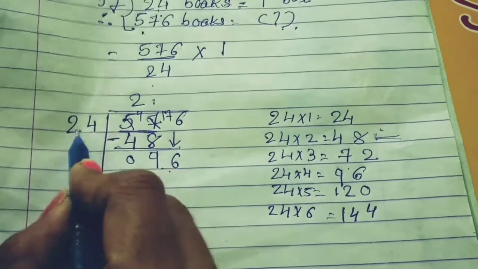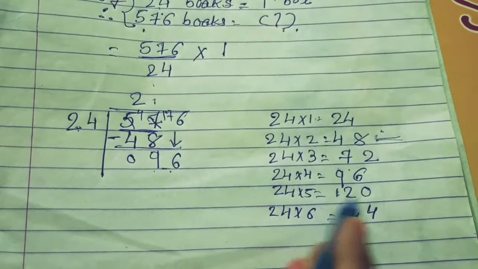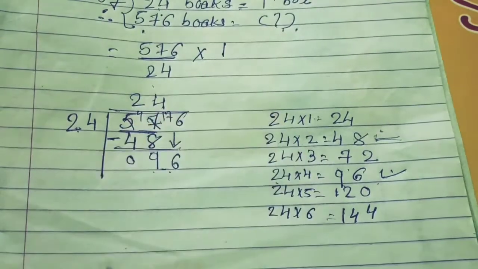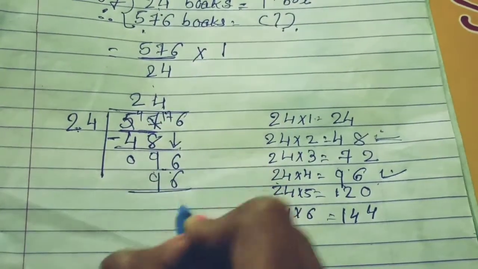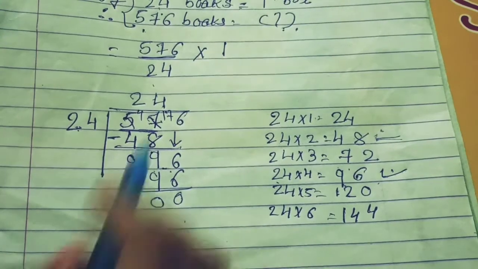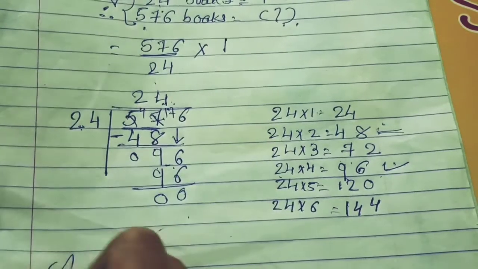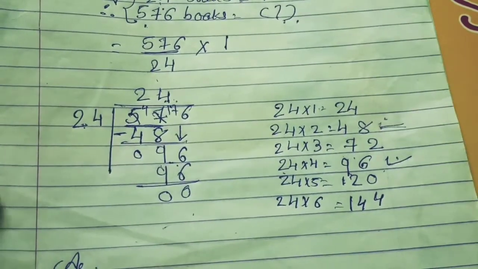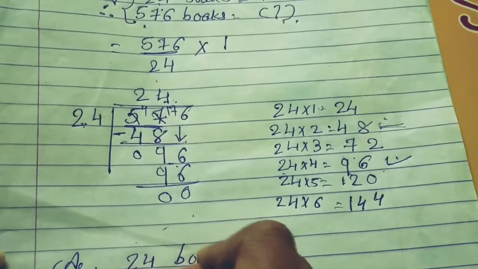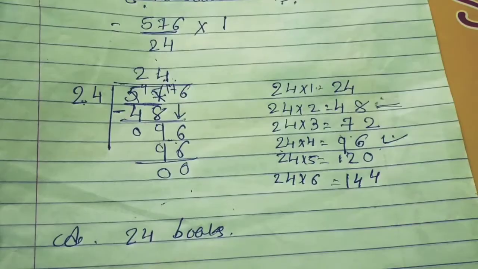Divide 96 by 24. अब 96 को divide करना है. Let's check. Yes. 24 4s are 96. Remainder 0. So what is the answer? We need 24 boxes. You can write the answer. How many boxes we need? That we need 24 boxes to pack 576 books.